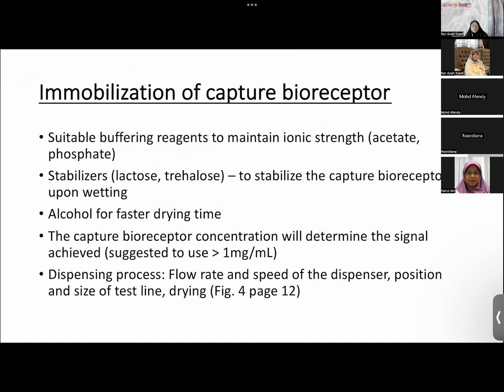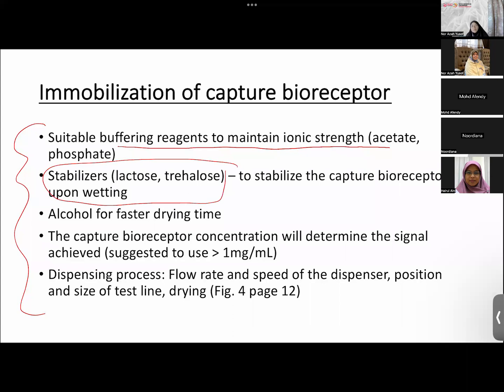In order to capture, that means putting the bioreceptor on top of the test line and the control line. These are very important things to consider. Of course, again, the buffer to maintain the right pH and the right ionic strength in order to put the bioreceptor. And stabilizers, because as I mentioned before, it's a wet and dry condition. These stabilizers will help to maintain the structure of the bioreceptor, regardless of whether it is DNA, aptamers, or antibody.